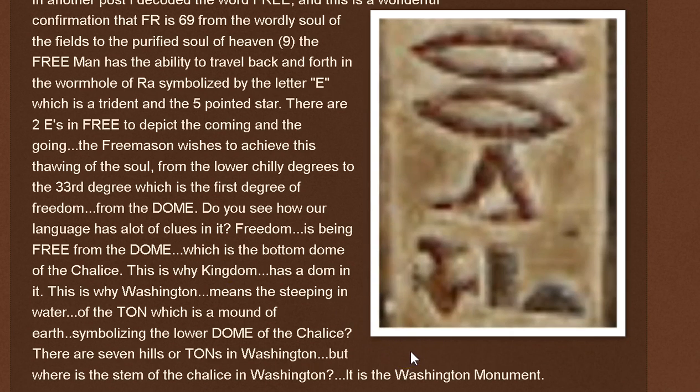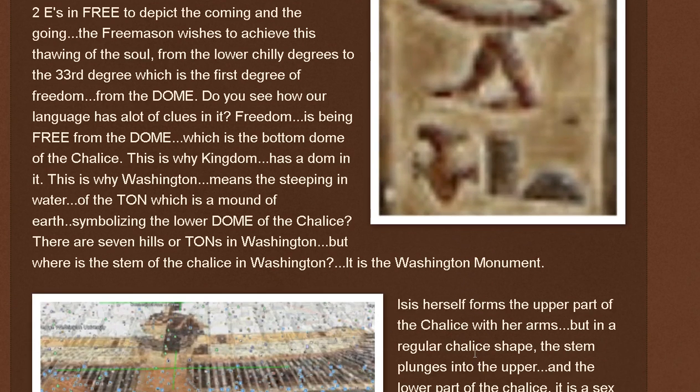The Freemason wishes to achieve this thawing of the soul, from the lower chilly degrees to the 33rd degree, which is the first degree of freedom from the dome. Do you see how our language has a lot of clues in it? Freedom is being free from the dome, which is the bottom dome of the chalice. This is why kingdom has a DOM in it. This is why Washington means the steeping in water of the ton, which is a mound of earth symbolizing the lower dome of the chalice.